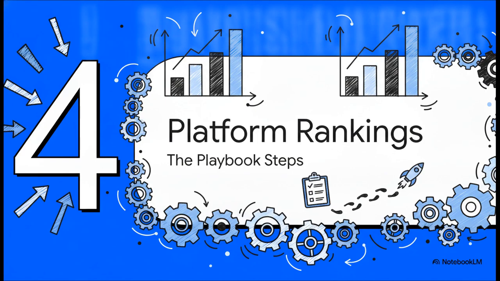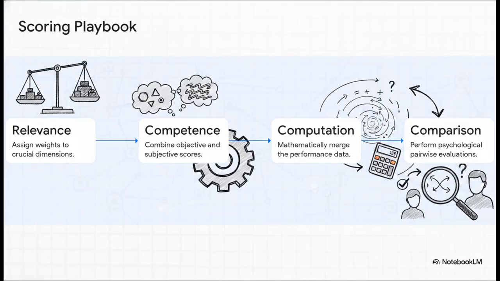All right, part 4, constructing the platform ranking. Let's look at the actual playbook steps. The workflow here is a 4-step process. First, dimension relevance. That's where you assign weight to what matters most to you. Step 2 is platform competence, which combines those objective and subjective scores we just covered. Then comes step 3, score computation, where you mathematically merge all that data. And finally, step 4, pairwise comparison. To get your absolute winner, you calculate the final score by multiplying the platform competence scores by the relevance weight of each dimension, and then validate it all through psychological pairwise comparisons.